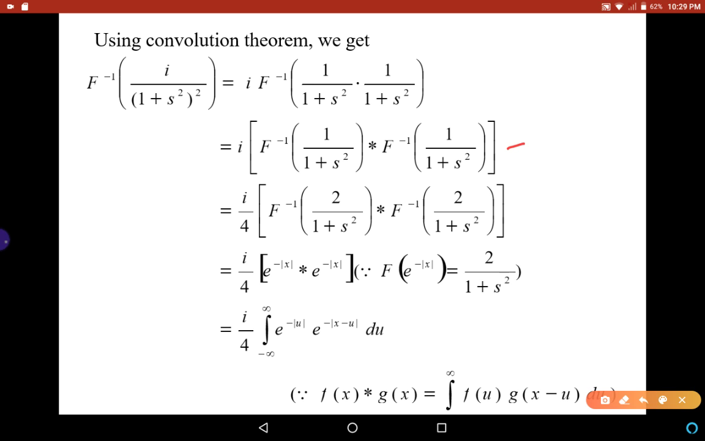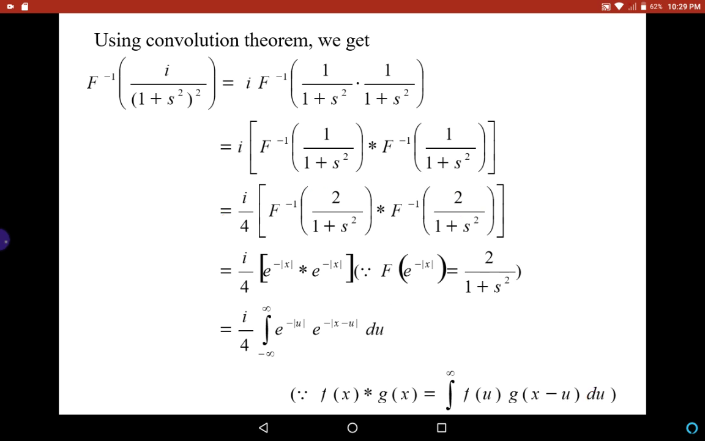Now let us multiply these two terms with 2. 2 here, 2 here. So we get 4 in the denominator here. So this is equal to i by 4 into F inverse of 2 by 1 plus s square star F inverse of 2 by 1 plus s square. And we know that F inverse of 2 by 1 plus s square is e power minus mod x, because F of e power minus mod x is equal to 2 by 1 plus s square. Therefore, F inverse of 2 by 1 plus s square is e power minus mod x. So this is equal to i by 4 times e power minus mod x star e power minus mod x, and star is the convolution product there.